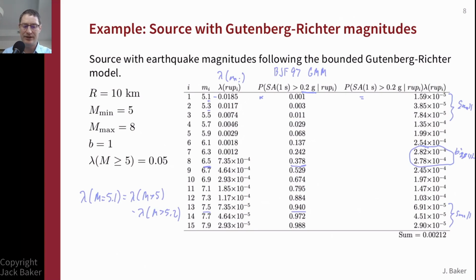Okay, so then we've got all these terms over on the right-hand column, and then we're going to do the summation over all the ruptures, right, of those products. That was our last term in the PSHA equation back at the start of the video. So we just add up all these products, and we get this rate 0.00212 per year of exceeding 0.2 G spectral acceleration. Okay, and that's considering all the possible magnitudes from this source and their individual probabilities of causing an IM exceedance, given that they occur.